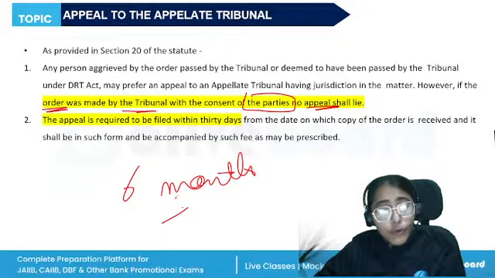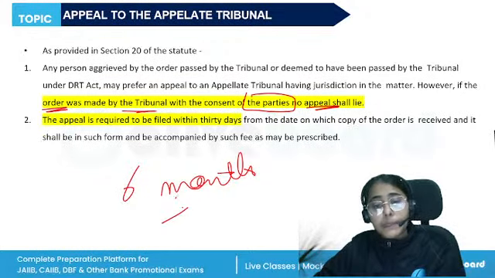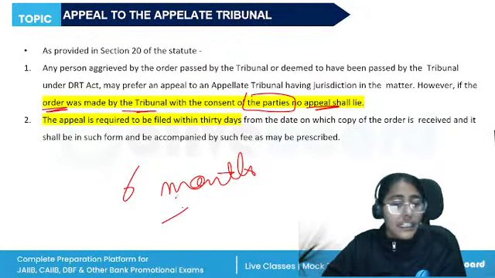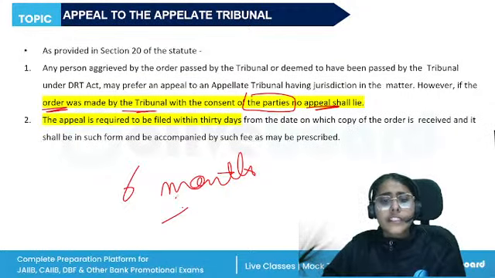Also, there's no provision in the Act for further appeal against the order that is passed by the appellate tribunal. However, the exception of the writ jurisdiction of High Court is there.